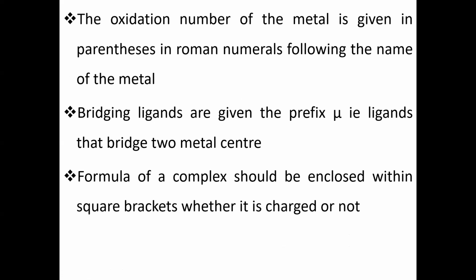Then we also have bridging ligands. If you have a complex that has a bridging ligand, we are going to see each of them. I have an example for each of them, which we are going to look at. So if you have your bridging ligands, you usually use the prefix mu. Mu will tell you that a ligand is bridging 2 metal centers. And for every complex you write, please always enclose it within a square bracket, whether it is charged or not. Some people, when it's not charged, they just leave it that way. It is wrong. Always put it in bracket form.